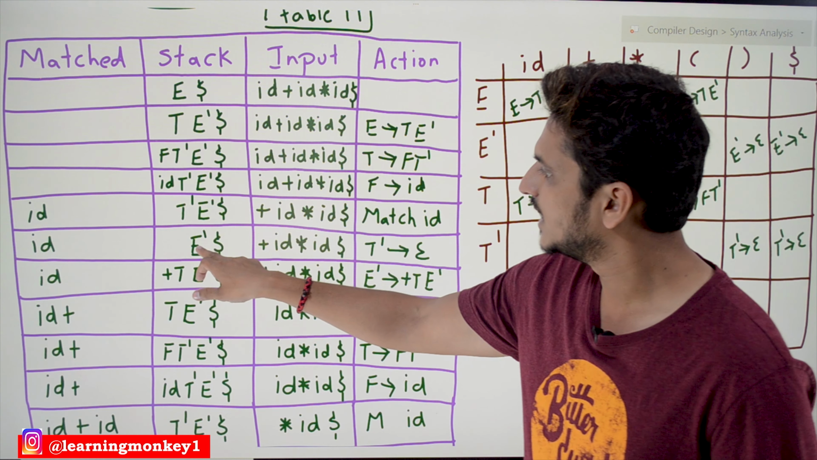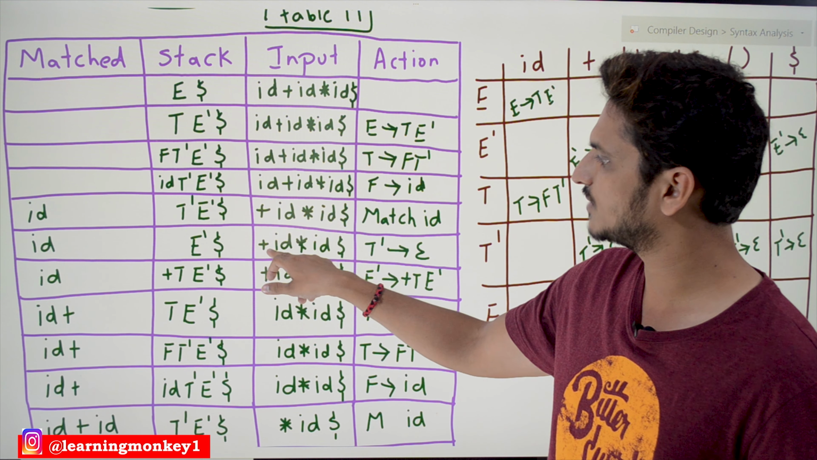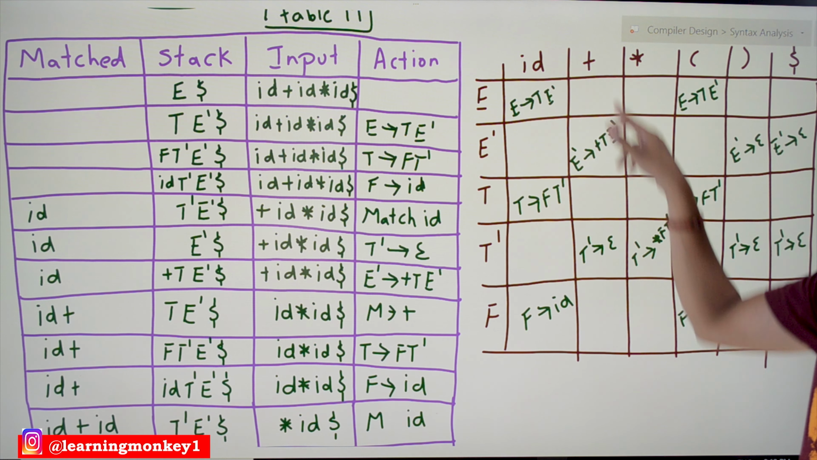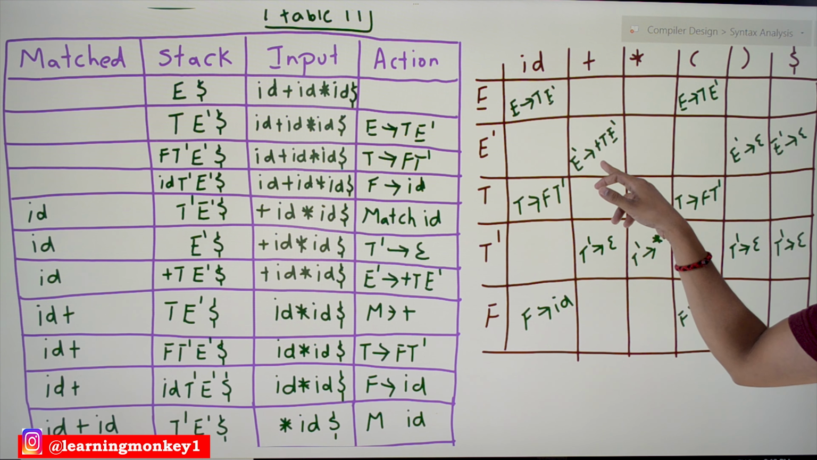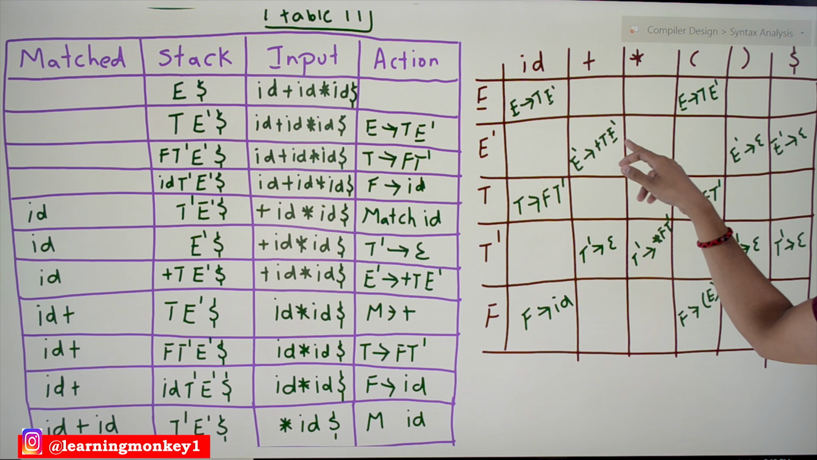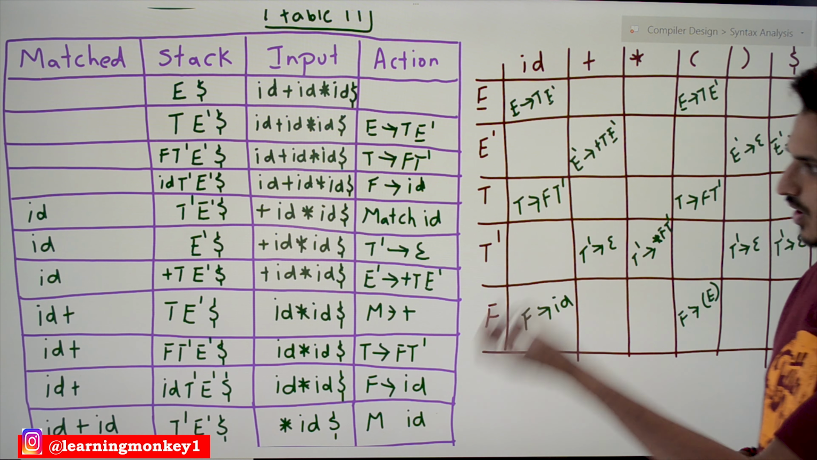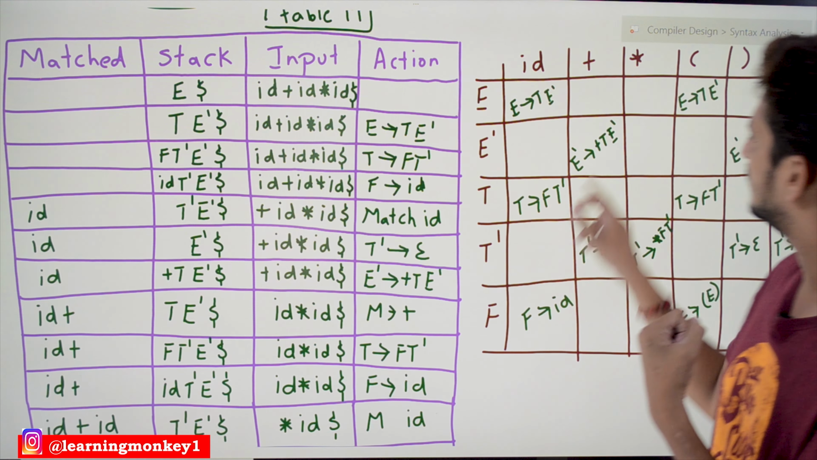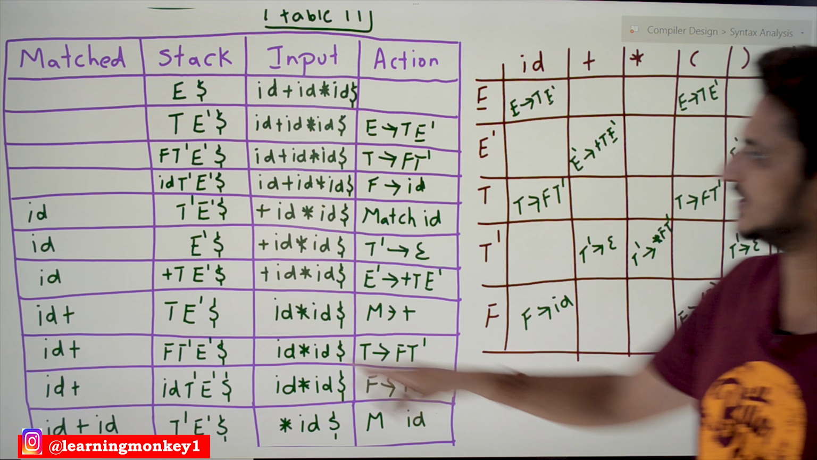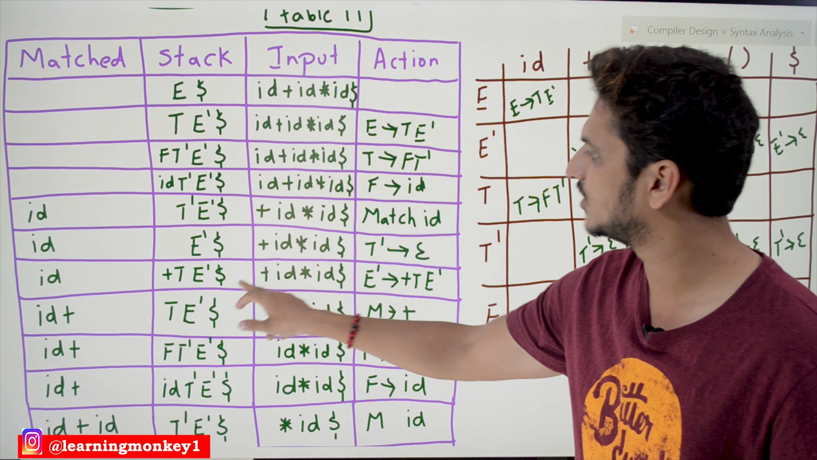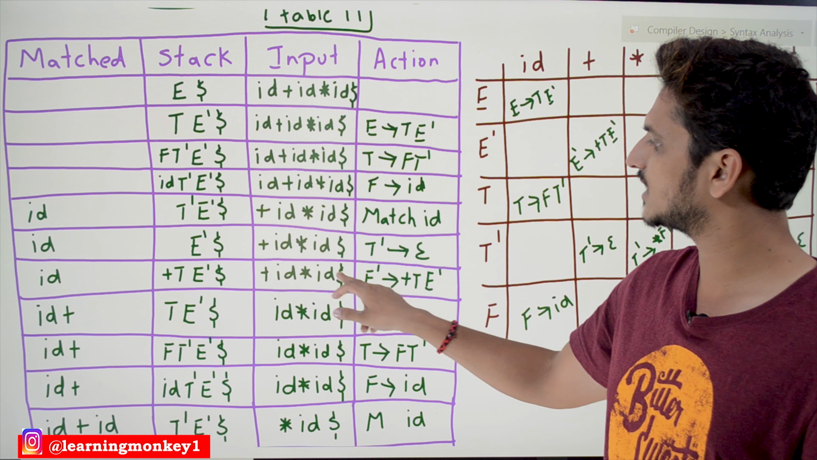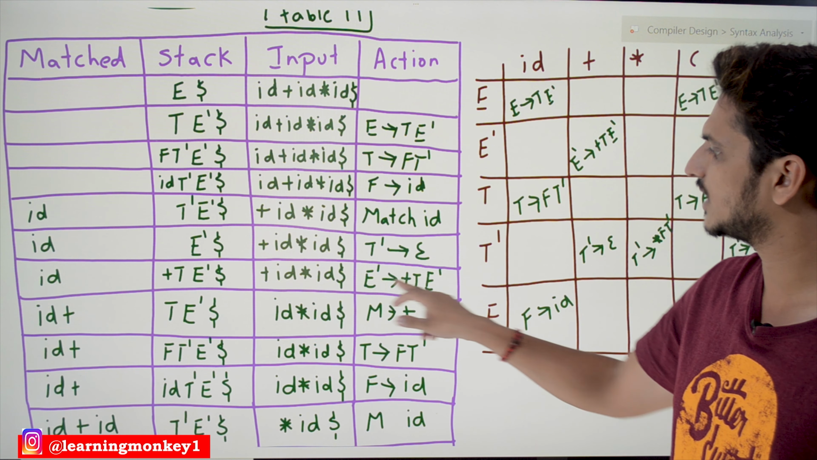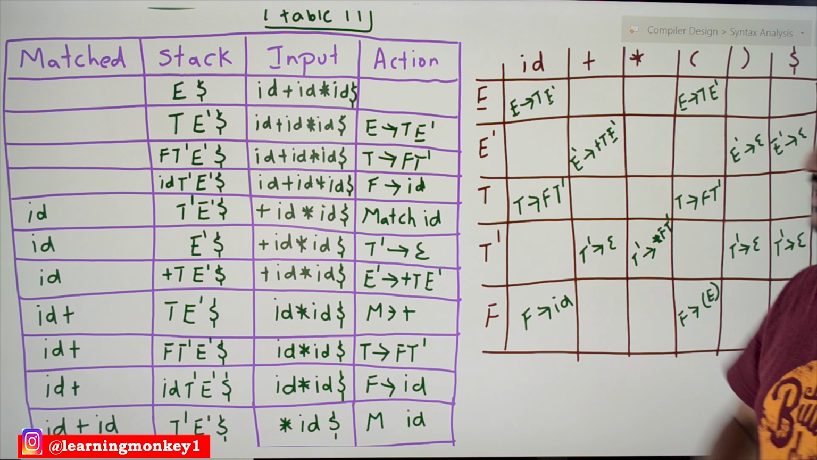Now coming to that E dash, E dash and plus. Check here, E dash plus. What action we have to do? E dash tends to plus T E dash. Pop E dash and place plus T E dash, plus T E dash dollar, plus ID star ID dollar. What action we have taken? E dash tends to plus T E dash.